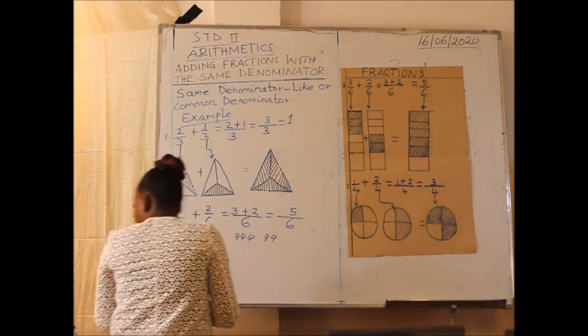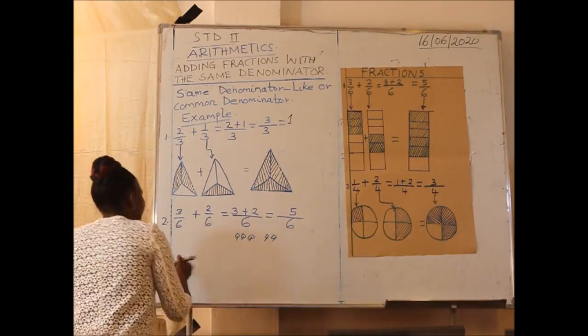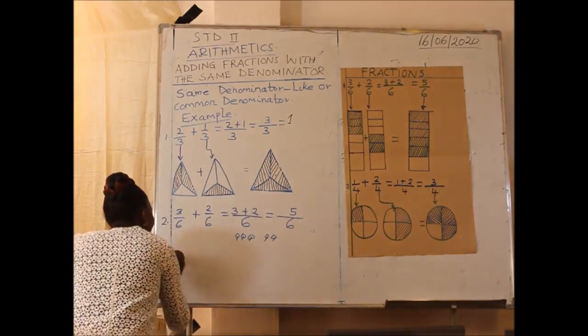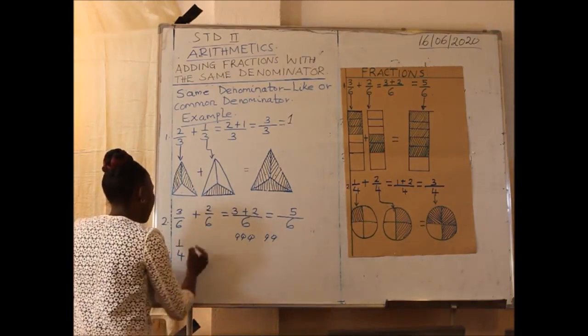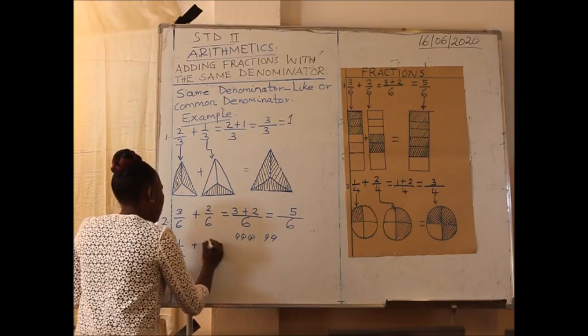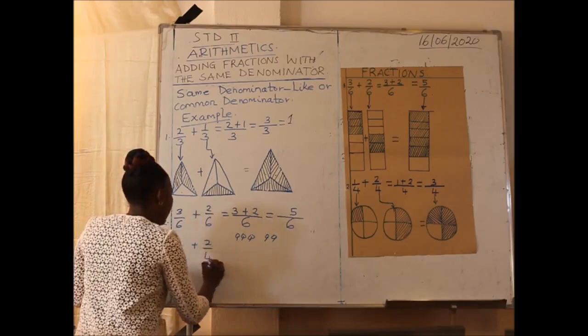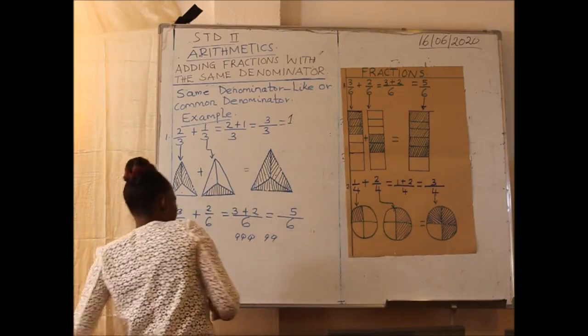Okay. Now we have to proceed with another example. That is example number 3. Maybe you are given 1 over 4 plus 2 over 4. What will be the answer?